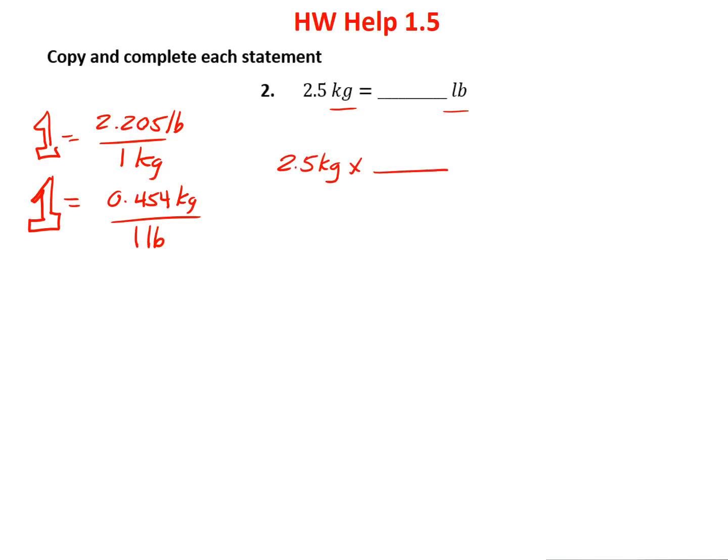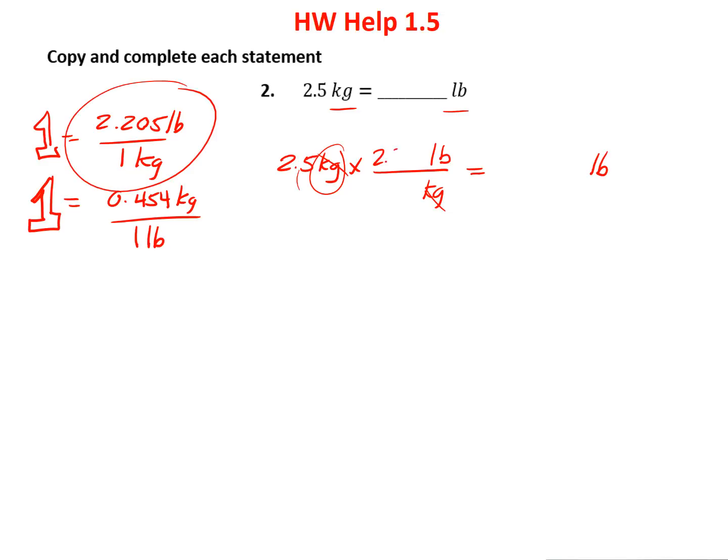I need to multiply by one of these conversion rates, and I want to end up over here with pounds. So I want to get rid of the kilograms, so that means I'm going to have something with kilograms in the bottom, so they divide out, and I want to end up with pounds here. So you can look over here and see which conversion rate I want, and it's obviously the first one.